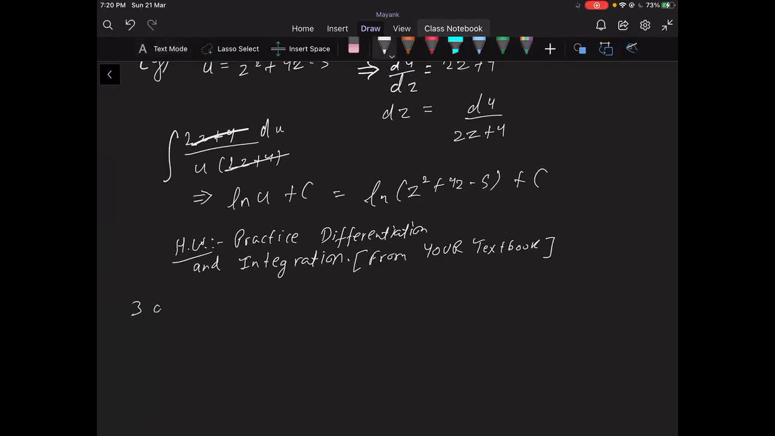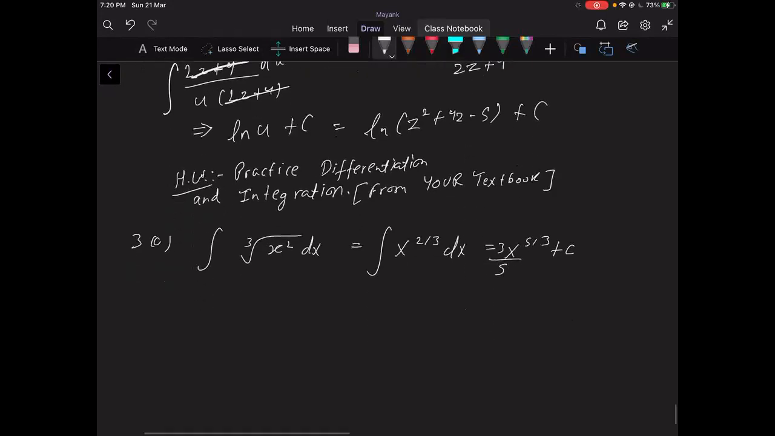So 3A is the integral of cube root of x square dx. You can rewrite this as x to the power 2 by 3, which would then become x to the power 5 by 3 upon 5 by 3 plus c. Right? Yes.